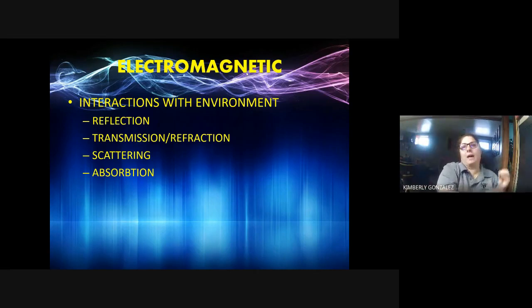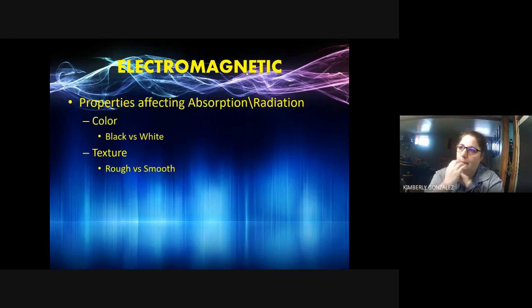The same thing happens with electromagnetic energy. When it scatters, it goes in every direction. It doesn't just go in one direction. Okay, it's the same kind of thing. And then we have absorption. Absorption means to take in. Okay, so we have reflection, refraction, scattering, and absorption. 4 different ways that it's going to interact with our environment.